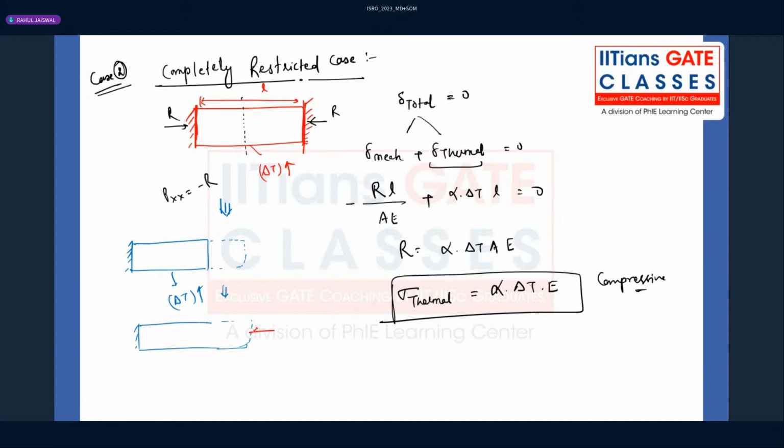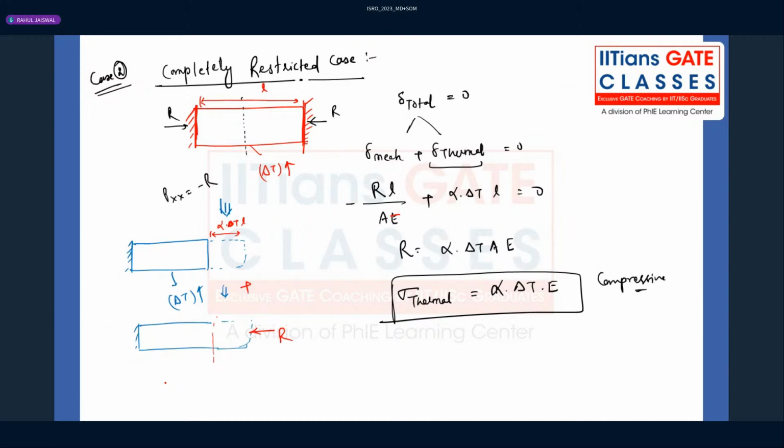When you keep the support, there will be a certain reaction force. The reaction force will push it back and offer some kind of mechanical deformation, and that is equal to RL divided by A with the negative sign. Right. So when you combine these two cases, you will get something like this. Here it is alpha into delta T into L. Here, because of this, there is a mechanical deformation, and it is a completely restricted case. That means whatever amount of thermal deformation will happen, the same amount of mechanical deformation is going to happen, right? Make a note of it. So this is case number 2.